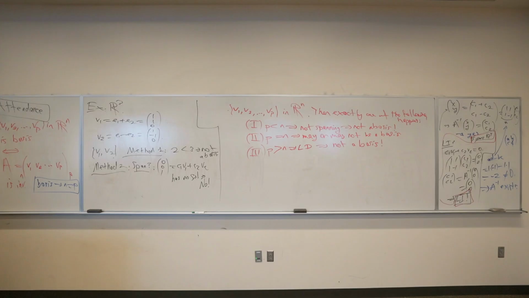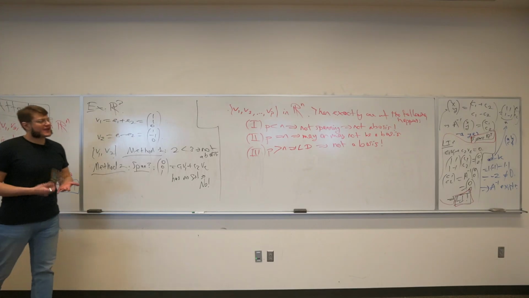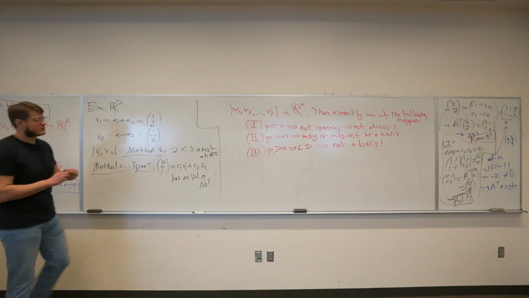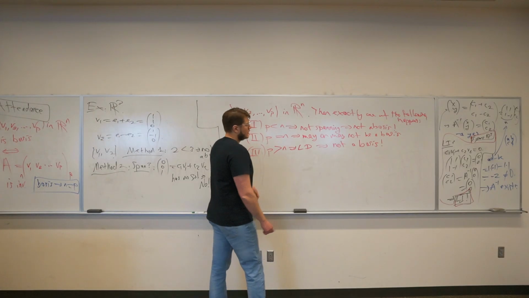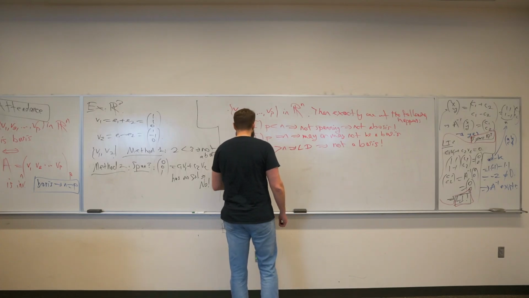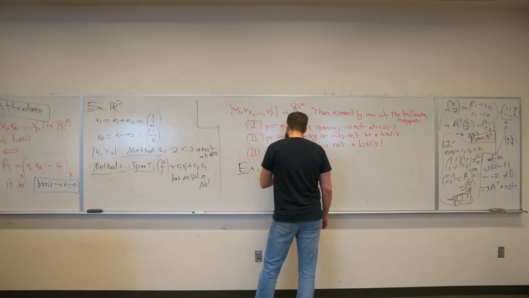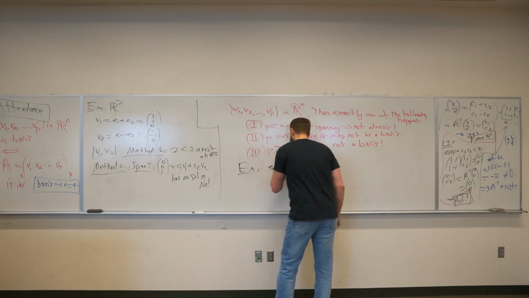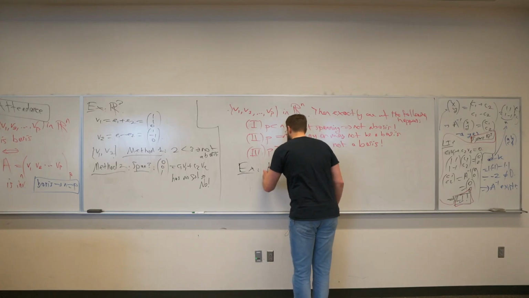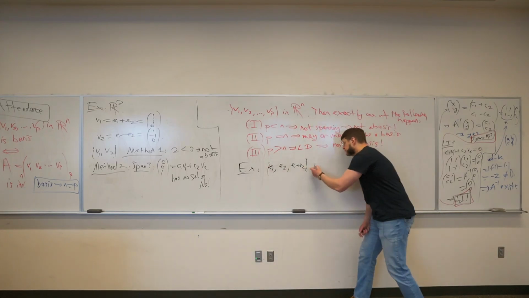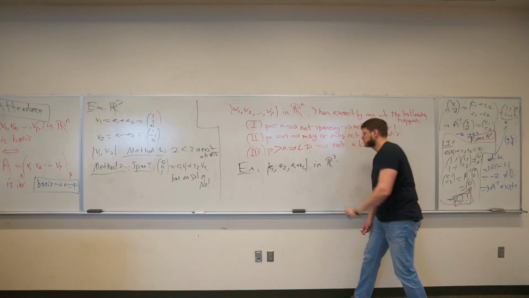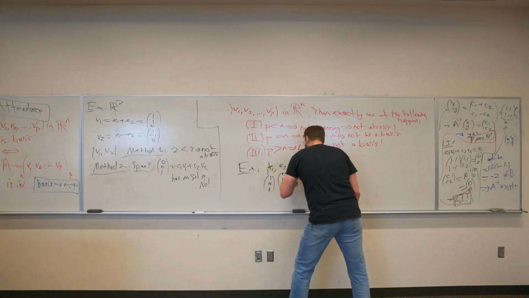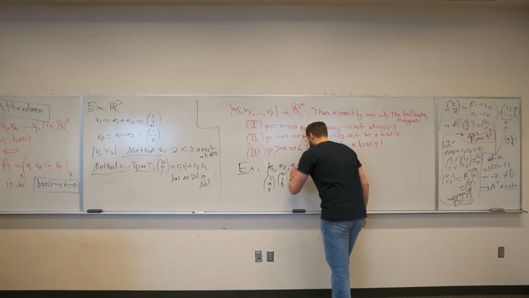Okay. Let's think about an example when p equals n, but your set fails to be a basis. So for instance, well, let's do R3. Let's say V1 is E1, E2, and E1 plus E2 in R3. So E1 is 1, 0, 0. E2 is 0, 1, 0. And E1 plus E2 is 1, 1, 0.